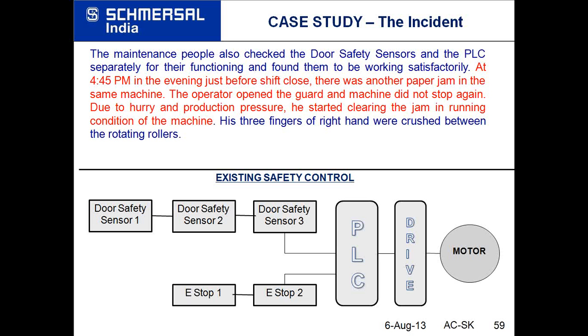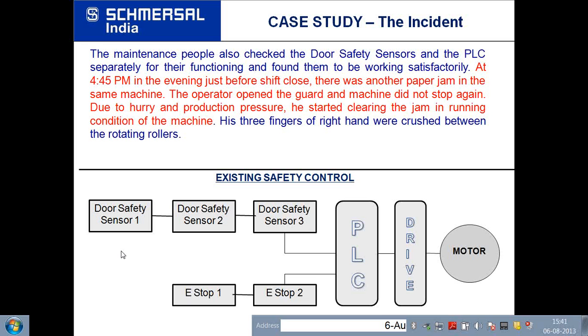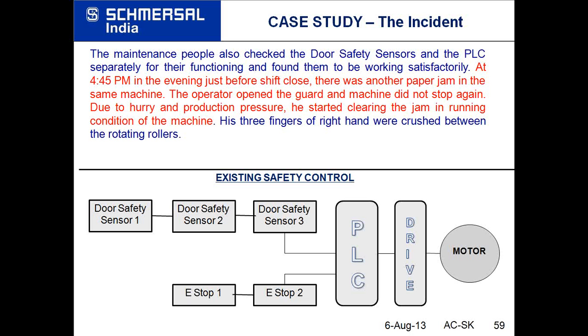So you see, what are the conditions under which the accident happened? 2 times the machine didn't stop. 3rd time it didn't stop just before the shift close time. If it would have been some other time, the accident would maybe have been avoided. Maybe the operator would have applied emergency stop again. But since it was shift close time, since he had production pressure, he didn't bother. And this is human negligence, which can happen any time. Nobody has control over this.